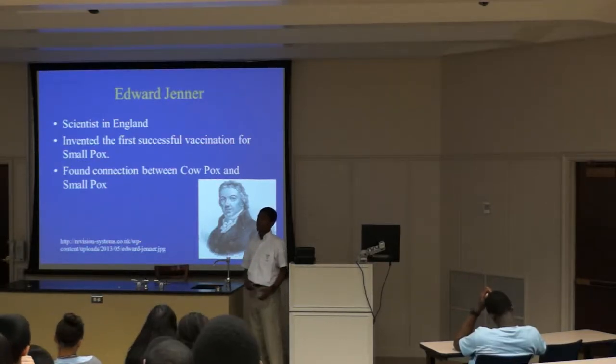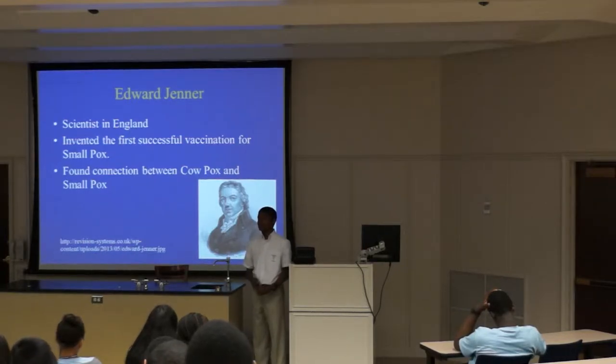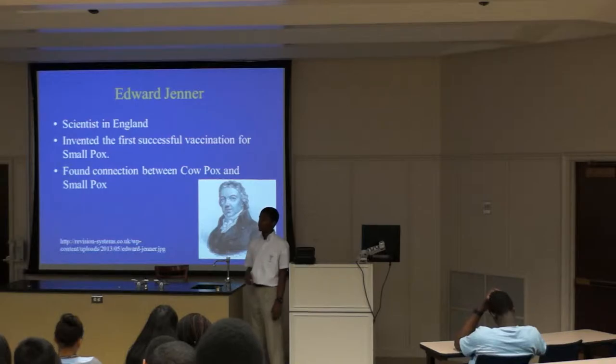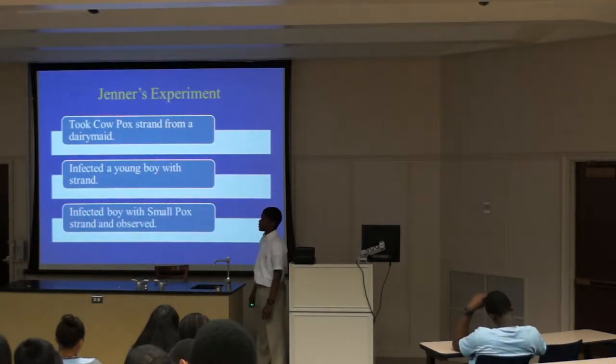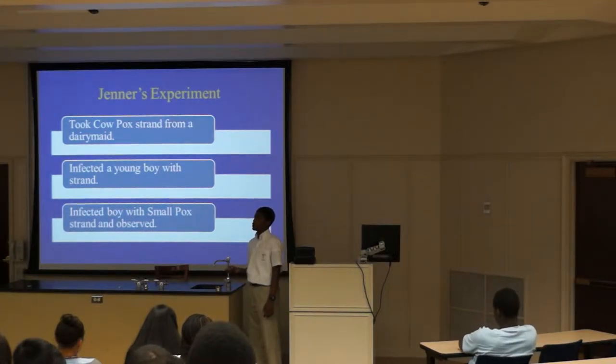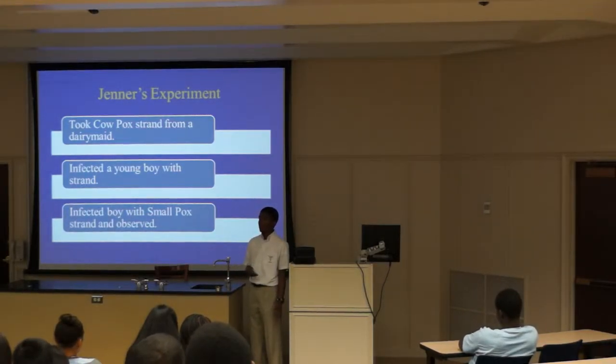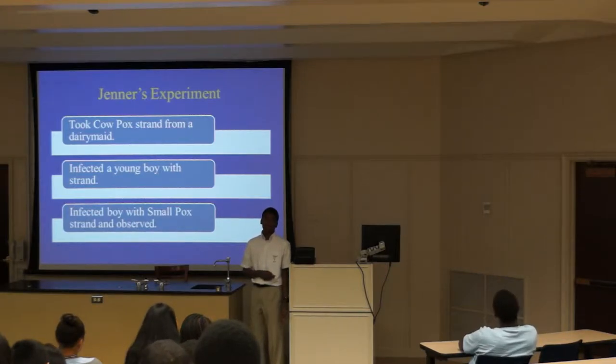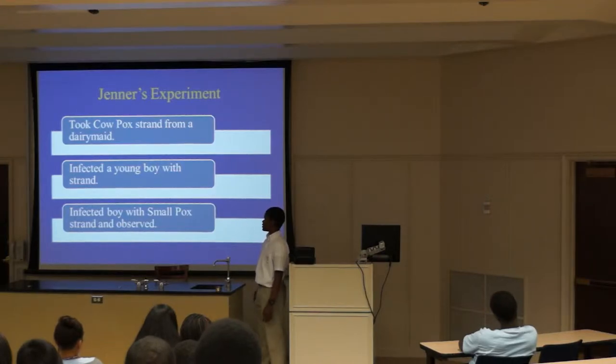He found a connection between cowpox and smallpox. Cowpox is part of the pox family, such as smallpox, but it is not as severe as smallpox, and it is easy to recover from. His theory was that since cowpox is so similar to smallpox, if you infect someone with a cowpox strand, their body can recover from that, and when they get exposed to smallpox, their adaptive immunity can kick in and recognize that it has seen something like this before, and it won't affect them as it would if someone was not vaccinated.